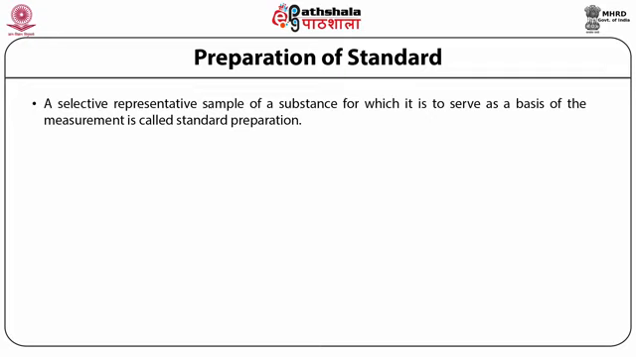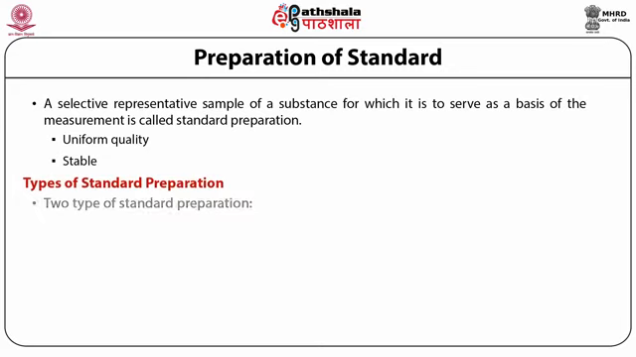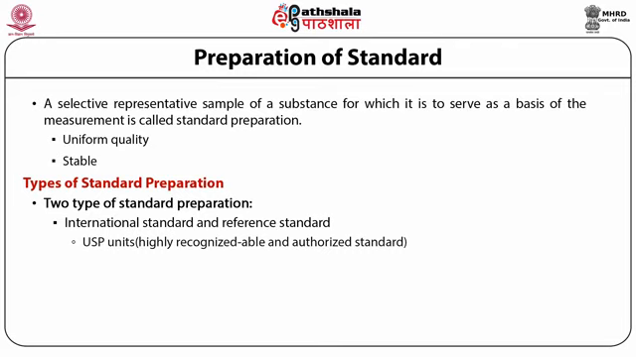The standard preparation must be of uniform quality and it must be stable. Types of standard preparations: there are two types. Number one, international standard and reference standard, that is USP unit. And the second type of standard preparation is the British standard.